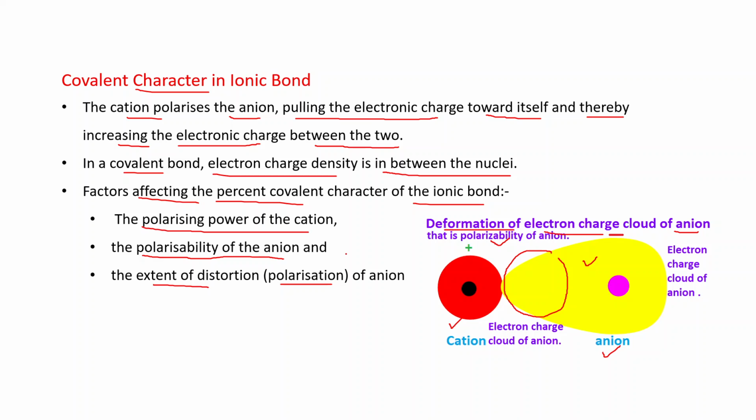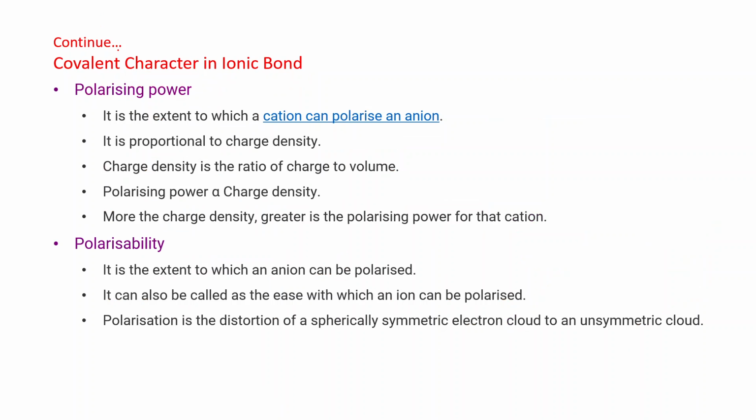Now we will discuss one by one. First one, what is the polarizing power of a cation? It is the extent to which a cation can polarize an anion. It is proportional to charge density. Now what is this charge density? This is the ratio of charge to volume. Polarizing power is directly proportional to charge density. The more the charge density, the greater is the polarizing power of that cation.